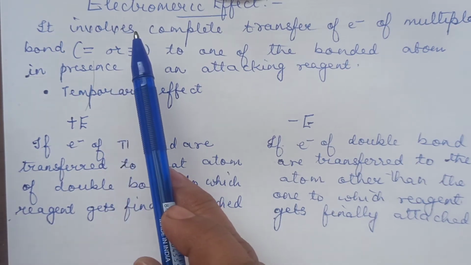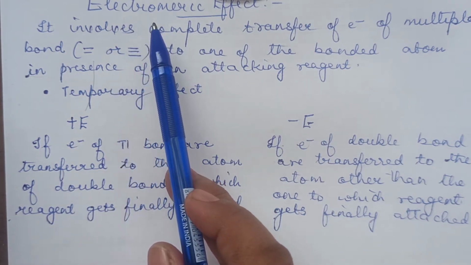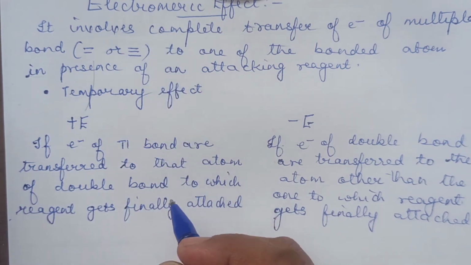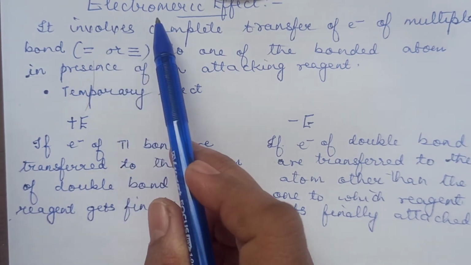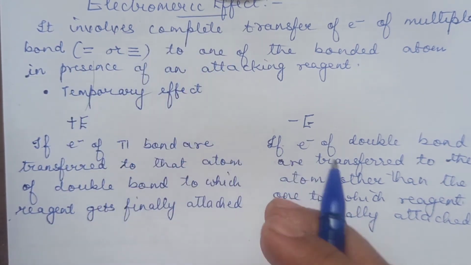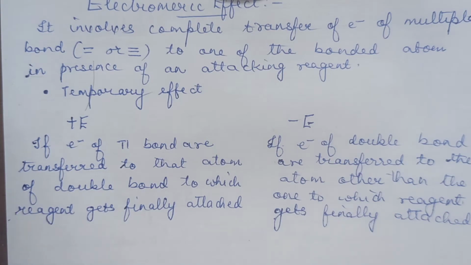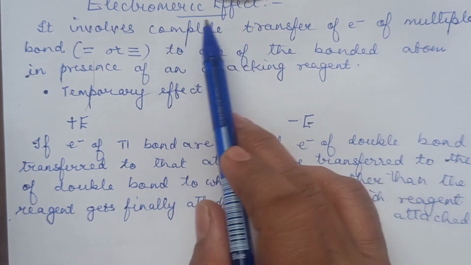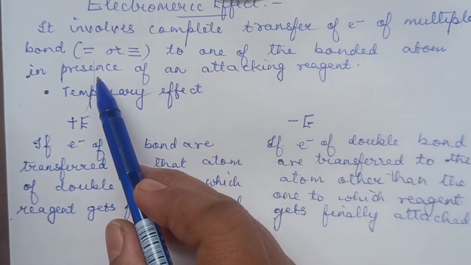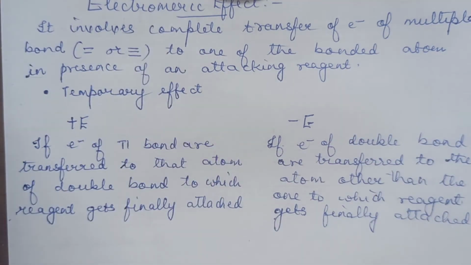The first effect which we are discussing today is the electromeric effect. Now let's understand what exactly this is. This is defined as the complete transfer of the electrons. So basically what is there in it? It involves complete transfer of the electrons of a multiple bond. We know that a multiple bond is made up of sigma and pi bonds.